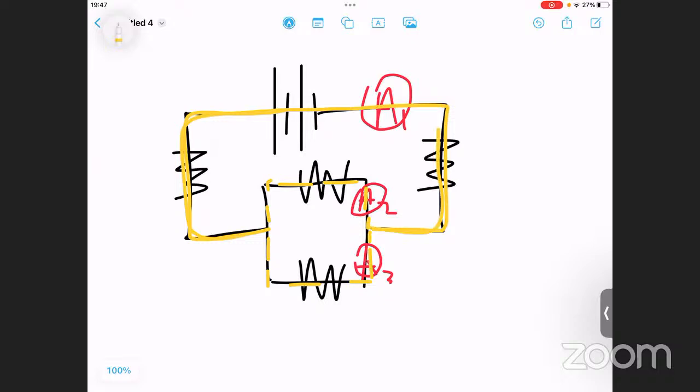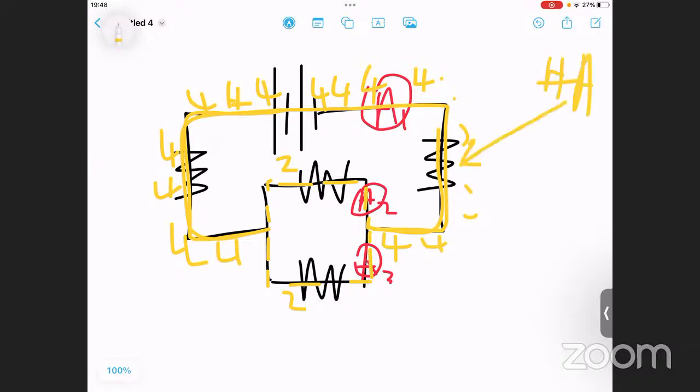Even the current passing through that resistor is 4, until it gets there, it splits, then it's 2 and 2, and then it joins back to 4. So the current passing through there is 4 amperes. The current passing through there is 4 amperes. But the current passing through there is 2 amperes. So on that side, 2 amperes, and also on that side, 2 amperes.